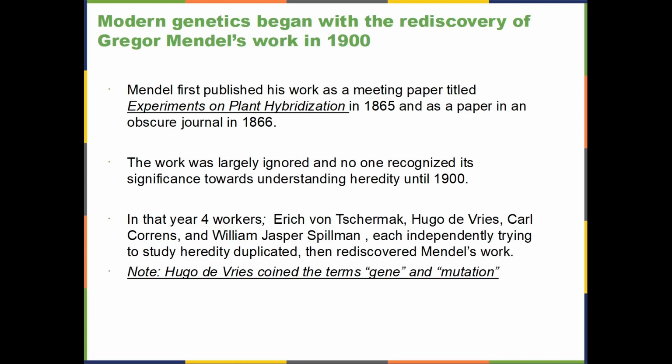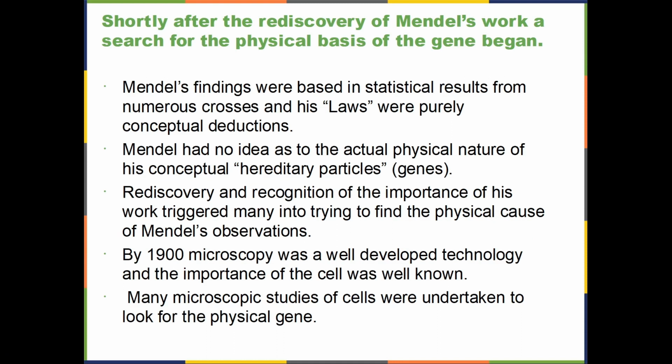He published his work in an obscure journal in 1866, and his work was largely ignored until 1900. That's when four scientists independently rediscovered his work after duplicating his findings. Now, one thing to note is that Mendel did not understand the physical mechanisms behind his laws. He simply observed the results of his crosses and created rules to explain them, or rules to predict them.